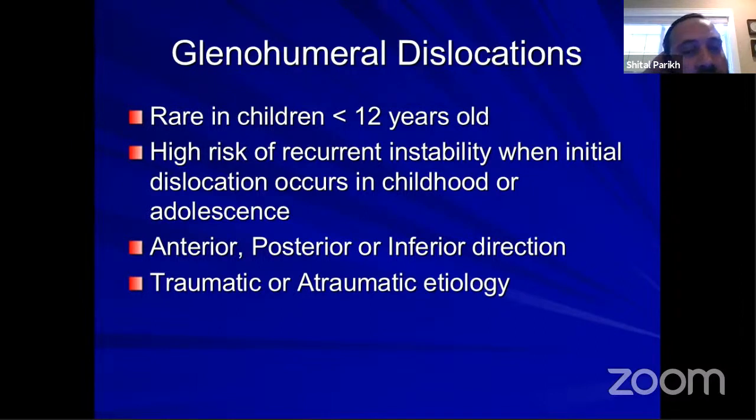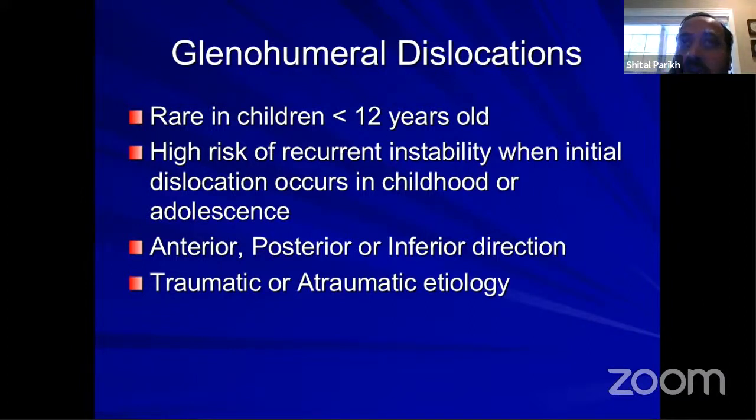So my algorithm for treatment for glenohumeral dislocation is, of course, you reduce them, and then you evaluate it. We use MR arthrogram to evaluate these patients. If they have any bone fragments or bone loss, we'll get a 3D CT scan to evaluate for bone loss. That does factor into the treatment.